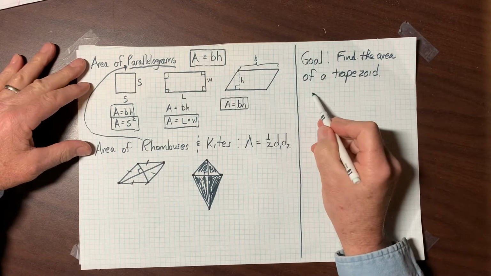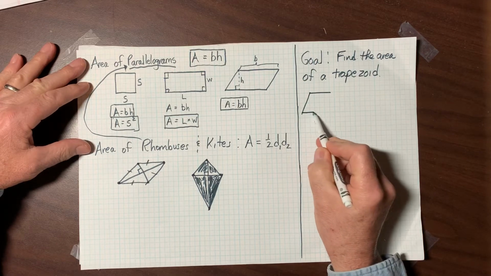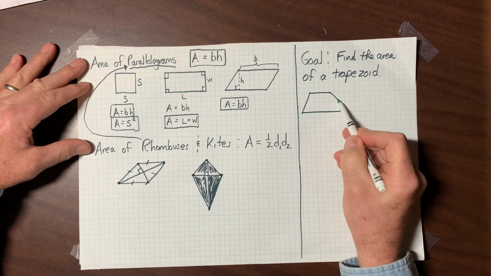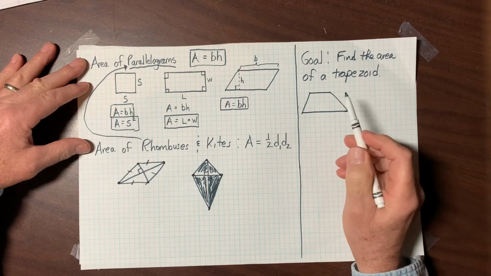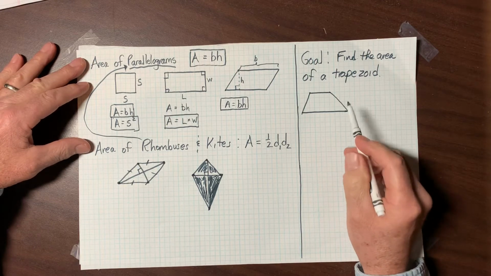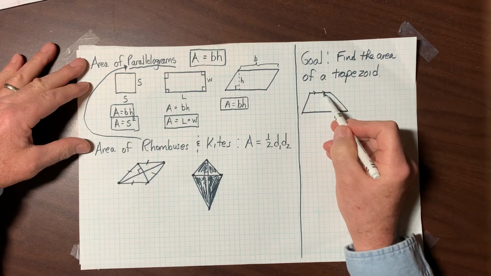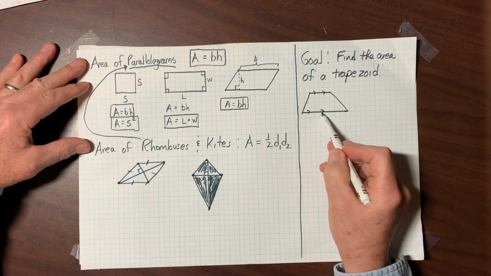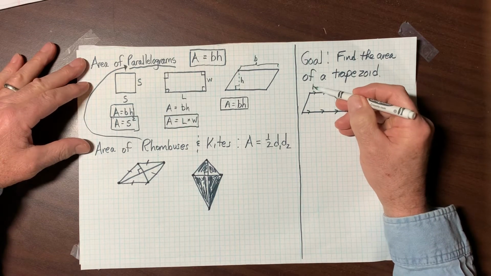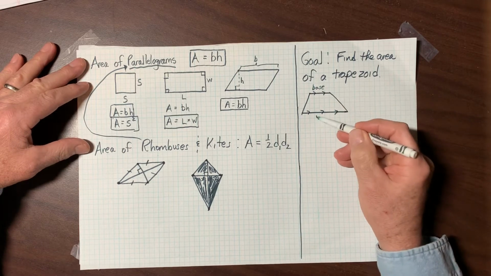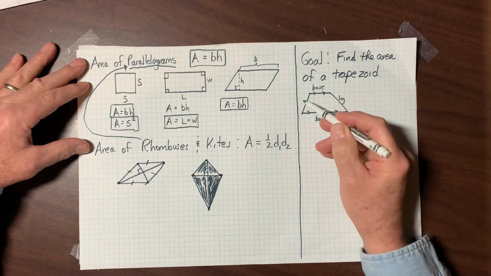Recall, students, that a trapezoid is unique because a trapezoid is not a parallelogram. By definition, a trapezoid has only two sides that are parallel to each other. Only two sides. And remember the symbol we use on the diagram to designate that lines are parallel? We put these arrows. So these two sides are the parallel sides, and those sides are called bases. The other two sides that are not parallel are called legs.